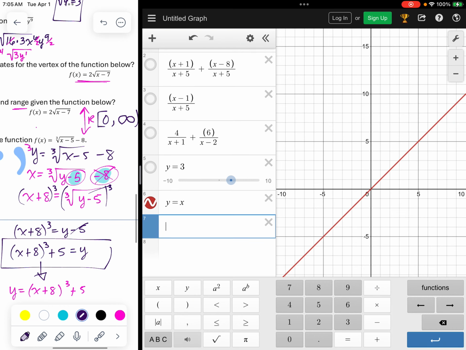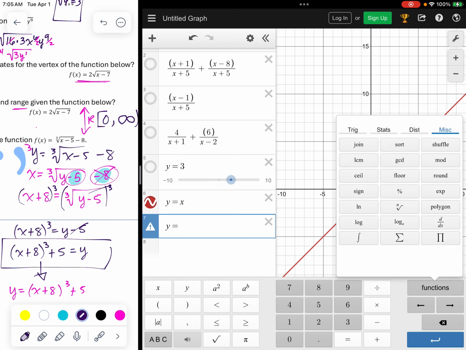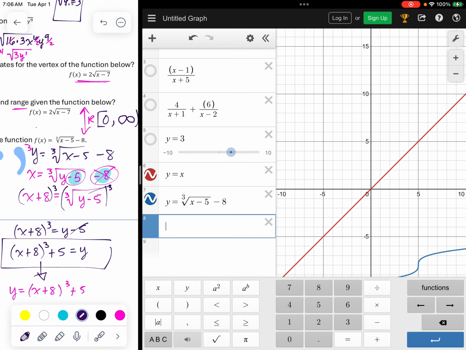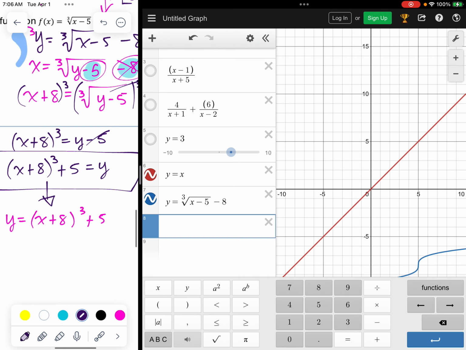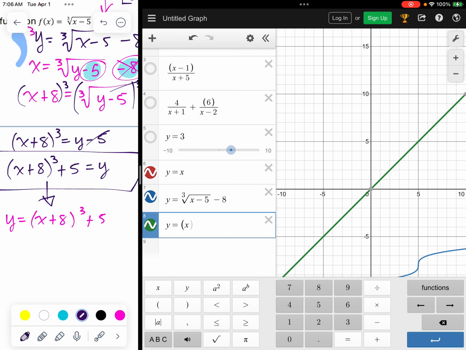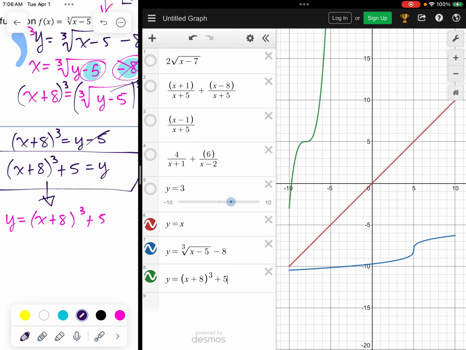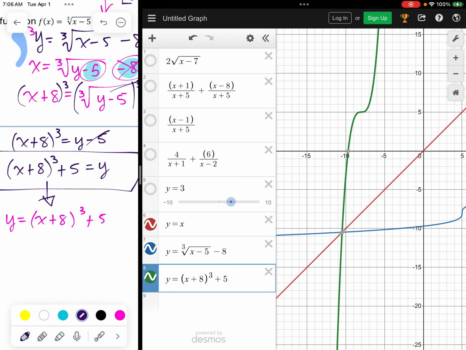Then we are going to graph our original. So you could type in f of x, or you could type in y equals. I'm just going to do y equals, and the cubed root is going to be at the very end here. The cubed root of x minus 5, jump out of the house, minus 8. Then we are going to type in our answer here. So we'll say y equals the cube root, the x plus 8 cubed, plus 5.